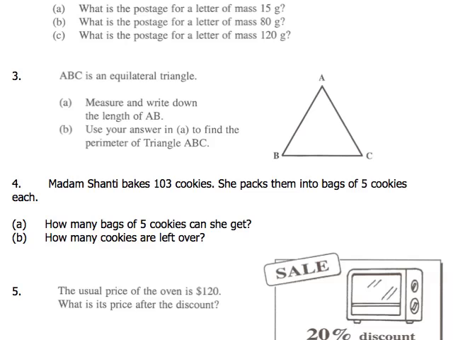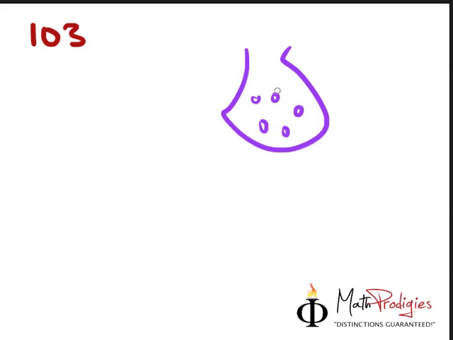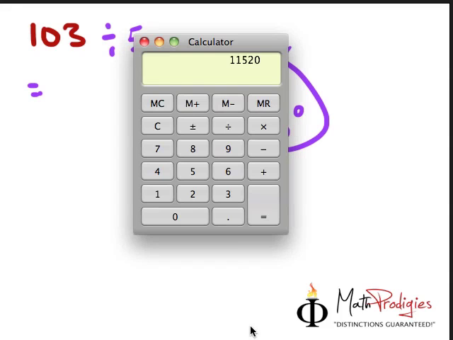Now let's go into the question. The question says there are 103 cookies. She packs them into bags of 5. Bags of 5 means every bag you will see 1, 2, 3, 4, 5. So 103 divided by 5, which also means 103 put into groups of 5, is going to give me the answer of, okay, this is how I'm going to teach you using the calculator. 103 divided by 5.